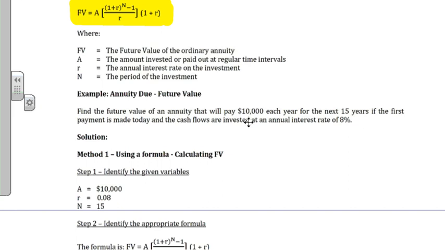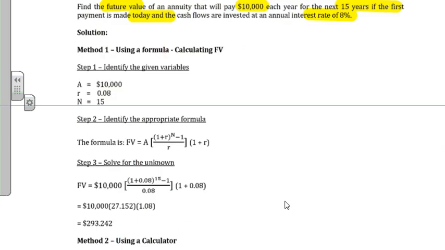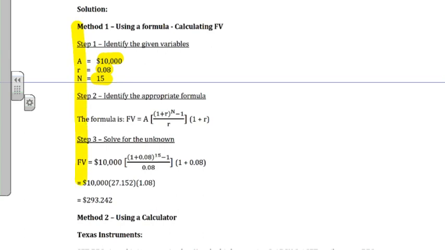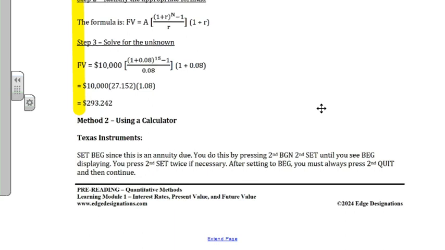Let's look at a calculation example, and we'll look at the calculator in a second. You can see what it says. Find the future value, so I'm still dealing with annuity future value, that will pay $10,000 every year for 15 years. First payment is made today. If it's made today, that's called an annuity due, 8% interest rate. We have a look over here. There's my formula. Everybody comfortable that my interest rate is 8%, 15 periods from there. Again, guys, I'm not doing this with you via formula. Please don't learn the formulas. Let's have a look at using a calculator.